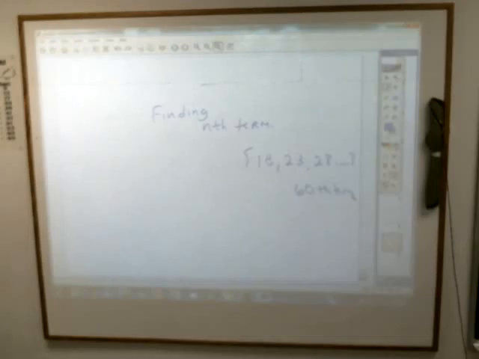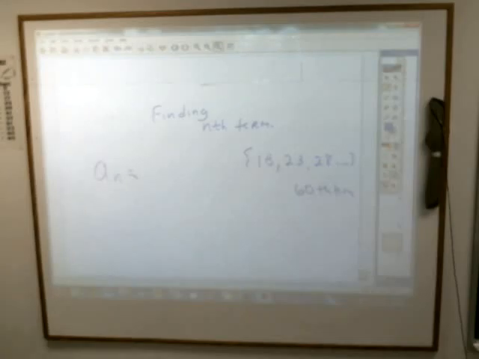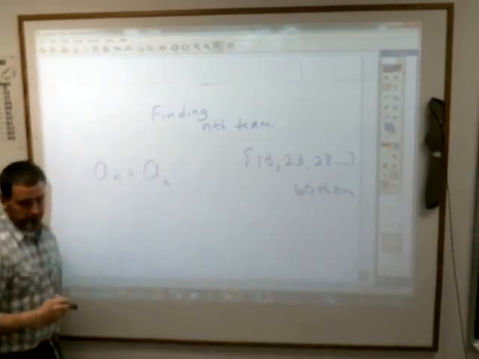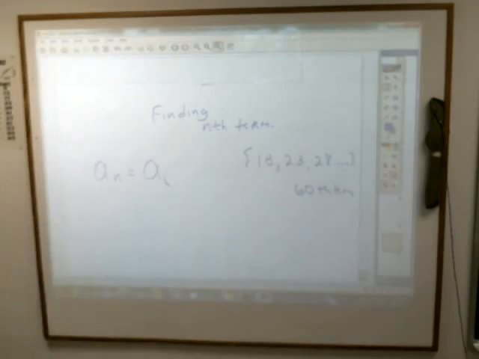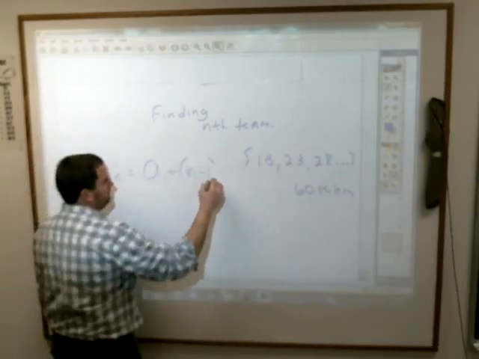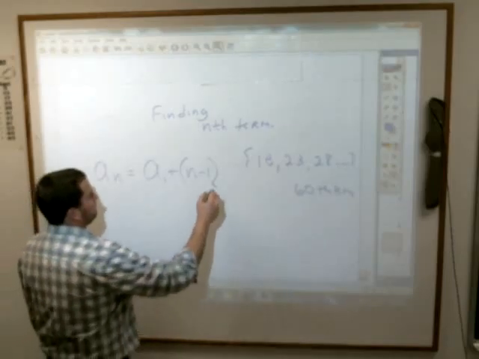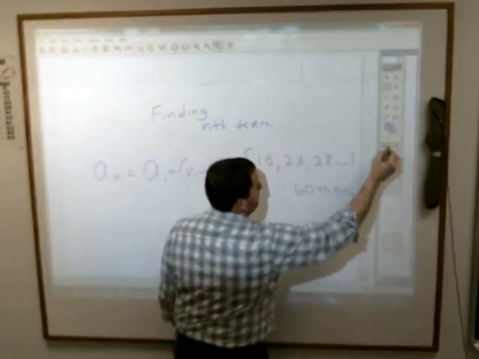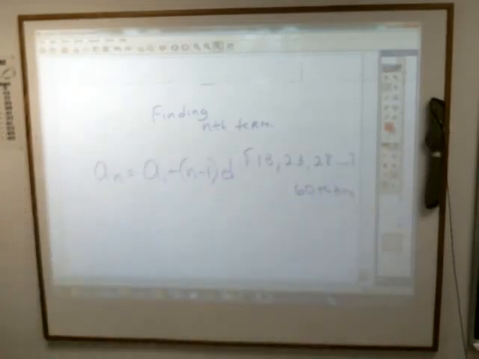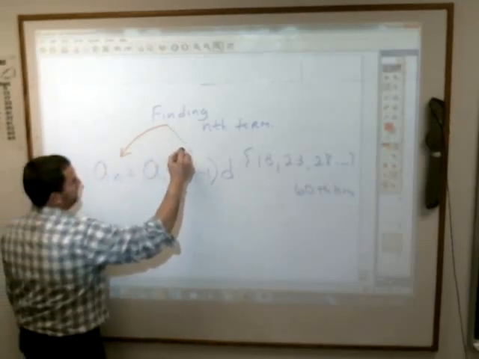A sub n equals A sub 1 times n minus 1 times d. I'll give you a chance to ingest that. This one will help you find the nth term.